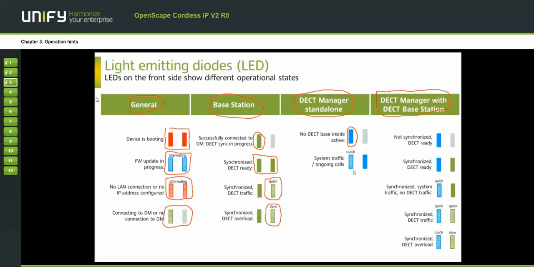Then, if both LEDs are blinking quickly, we have a synchronized base station with ongoing DECT traffic, and finally, if the right LED slows down, this again means that we have DECT overload in the last case. These are the LED patterns of the BSIP2 base stations, which show you the different operational state in which the device currently is.